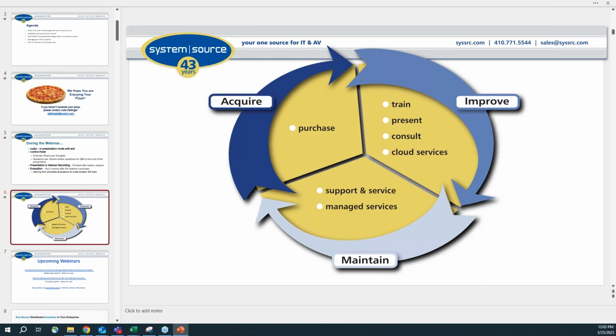All right, for those of you that don't know us and those of you that have been with us at System Source for some time, we'll give you a little overview of who we are. System Source has been in business in the Baltimore area for 43 years, and we're a regional systems integrator that deals in IT, AV, anything under the sun that involves technology. We offer the people, processes, and tools to help you improve, maintain, and acquire IT and AV systems.